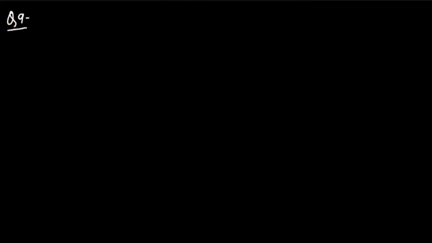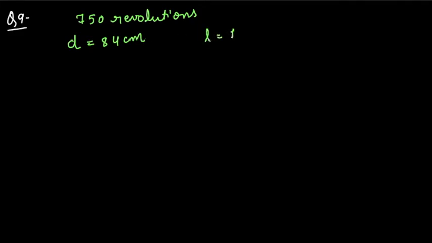Let's see question number 9. Question number 9 is: a road roller takes 750 complete revolutions to move once over to level a road. So 750 revolutions it is taking. You have to find the area of the road if the diameter of the road roller is 84 centimeter, and the length of the road roller is given as 1 meter.